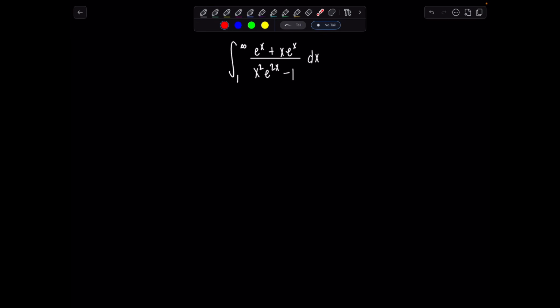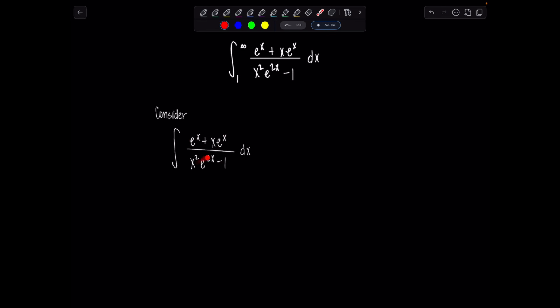To start off, I'm actually just going to consider the indefinite integral, evaluate that, and then return to the improper integral that's given to us, and then we can take the limit and whatnot, okay? So we have e to the x plus x e to the x over x squared e to the 2x minus 1 dx. Now, maybe this expression in the numerator kind of pops out at you. Hopefully you realize this is actually the derivative of x e to the x. This is after applying the product rule.